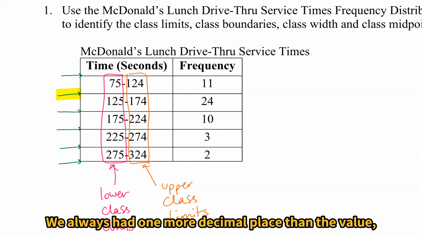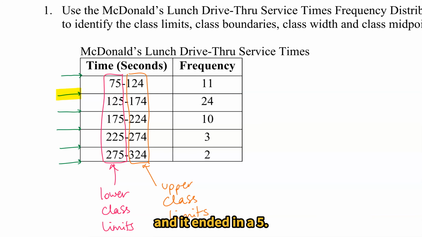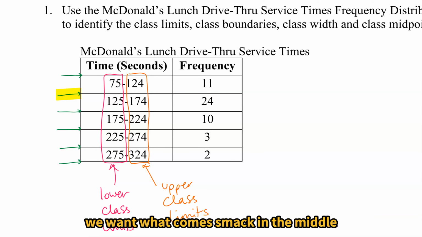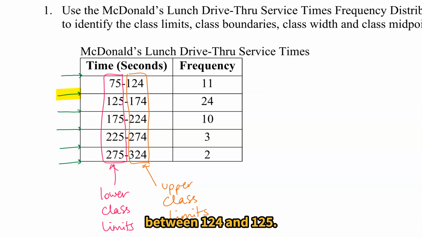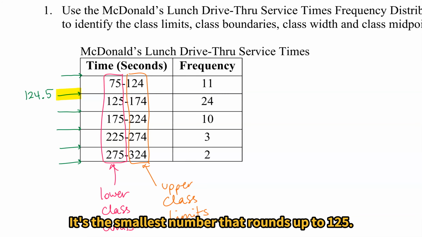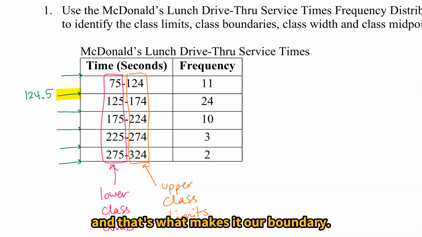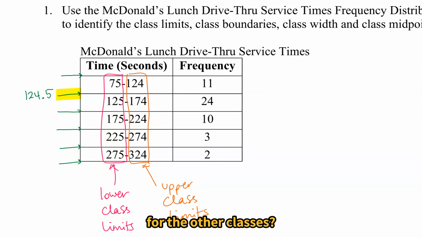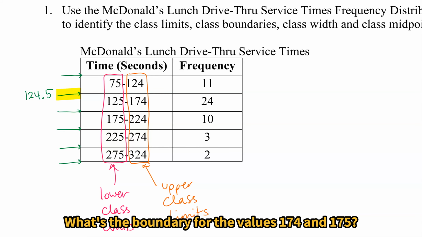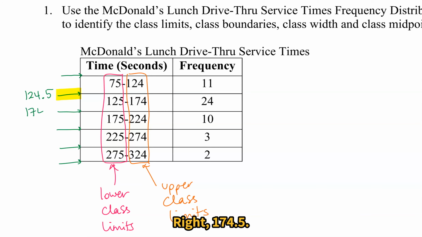We always had one more decimal place than the value, and it ended in a 5. We want what comes smack in the middle between 124 and 125, and that boundary will be 124.5. It's the smallest number that rounds up to 125, and everything up to that number will round down to 124, and that's what makes it our boundary. So then how do you find the boundaries for the other classes? What's the boundary for the values 174 and 175? Right, 174.5.